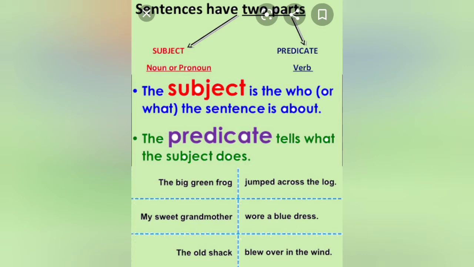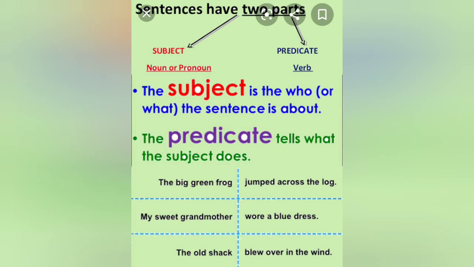The predicate also told us if the subject was singular or plural. A singular verb has a singular subject, a plural verb has a plural subject. For example, glaciers are large pieces of moving ice. Since the verb are is plural, the subject glaciers is also plural.